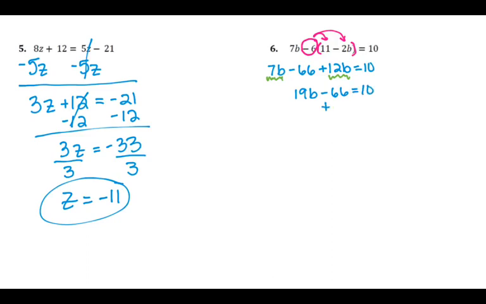Continuing to solve, I'm going to add 66 to both sides. That gives me 19b equals 76. Divide both sides by 19. And again, feel free to use a calculator if you want to. And b equals 4.